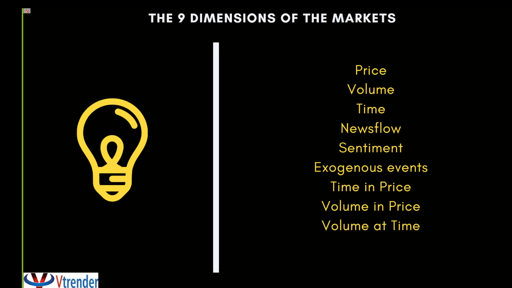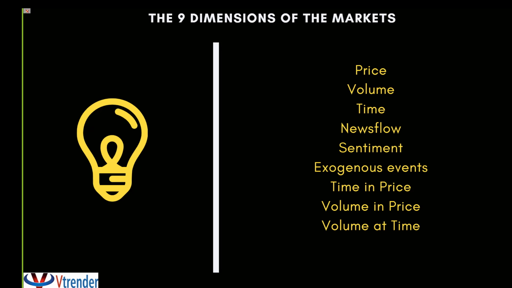What I want to speak to you about today, in market profile, is this: there are actually 9 dimensions to market behavior. How many? 9. Price, volume, time, news flow, sentiment, exogenous events, time in price, volume in price, volume at time. Most people operate only on dimension 1, which is price.